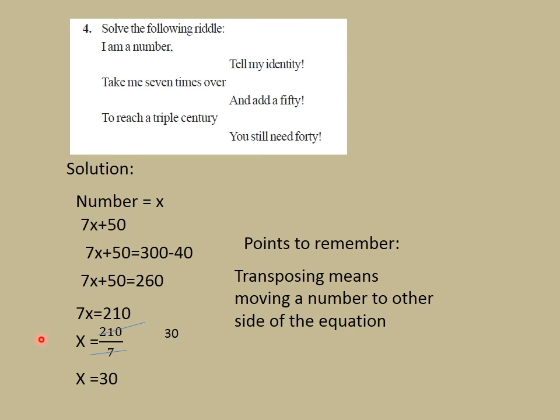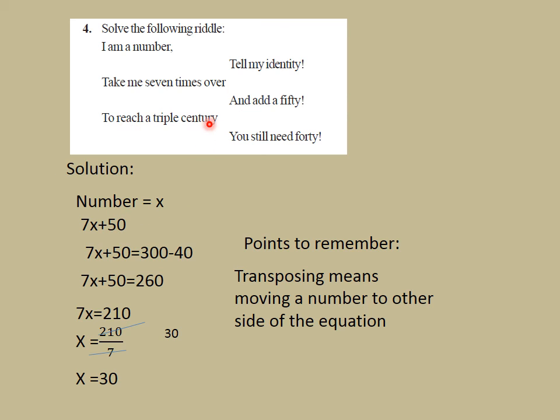Now the next question. Solve the following riddle. I am a number. Tell my identity. So you need to take the number as x and you have to tell what x is. Take me 7 times over. Take me 7 times over means 7 into x, and add 50. So 7x plus 50.